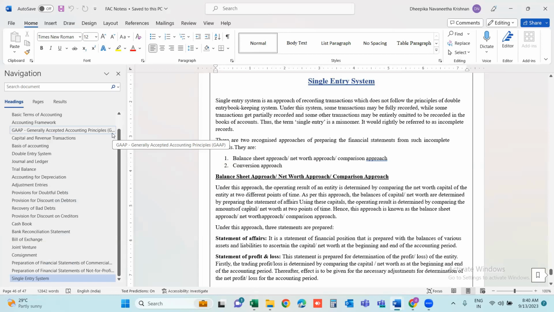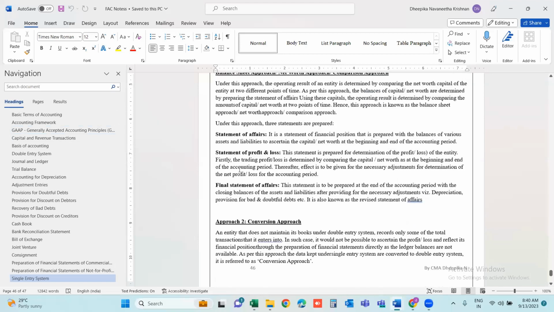The second approach is where I use the single entry system information. I convert the single entry transactions into double entry transactions and prepare the statements normally. That is your second approach. That is what I have given in your notes.